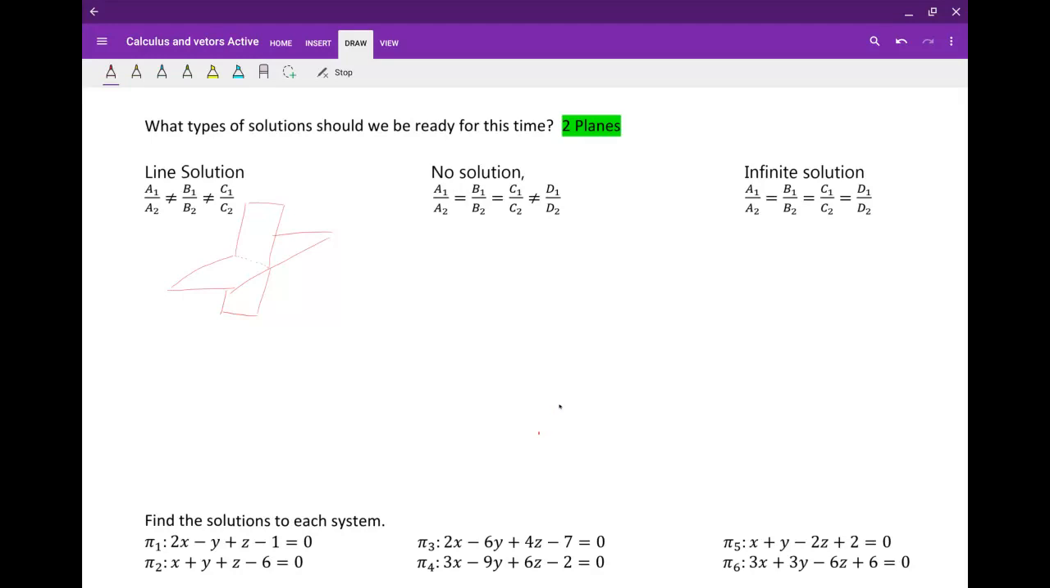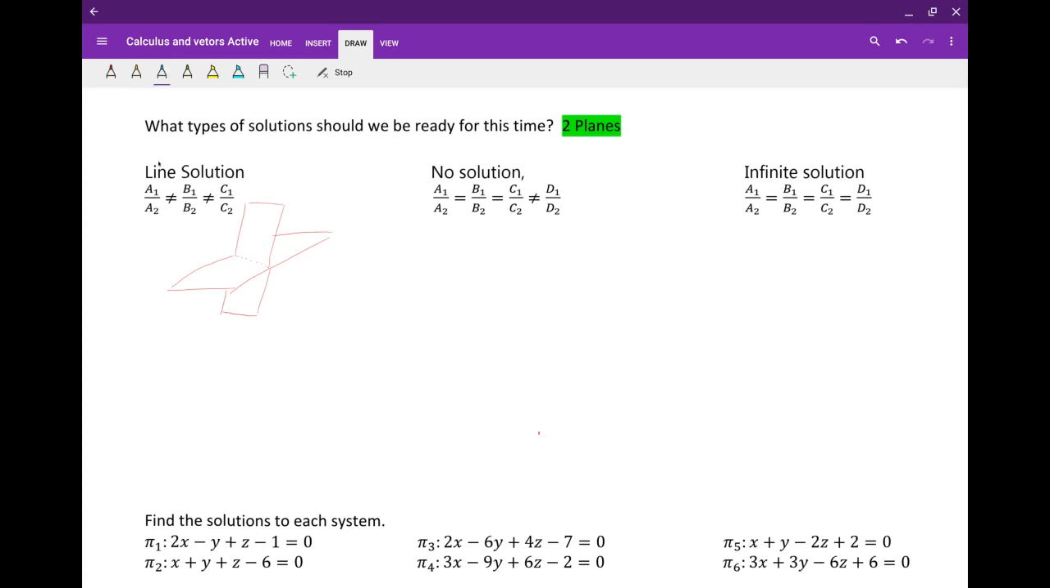So we're talking about intersections of two planes today. And what we're going to be looking at is all the different types of solutions. This is the first part of the last section of chapter 8. And so what I'll do is I'll be drawing out all of my various planes here.